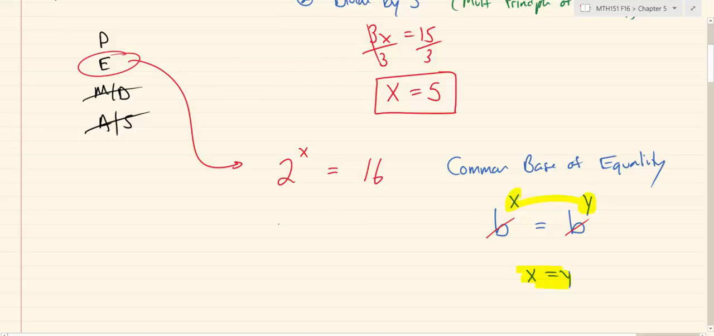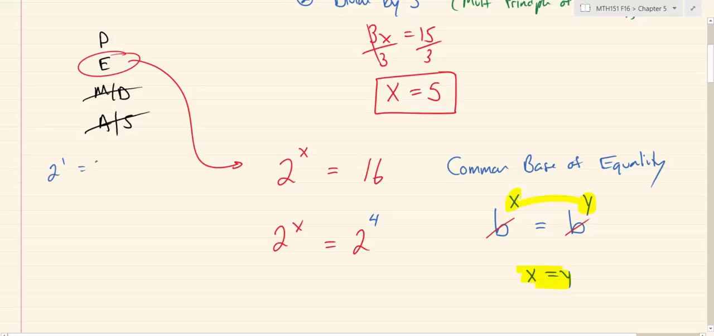So 2 to the x is just 2 to the x. That doesn't really change. But could we rewrite 16 as a base 2, 2 to some power? And the answer is yeah, we can. What can we write it as? 2 to the 4th power.